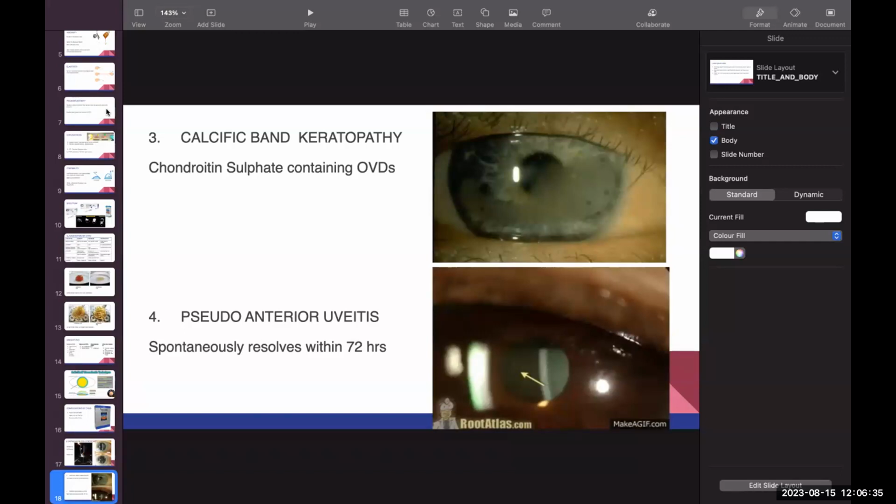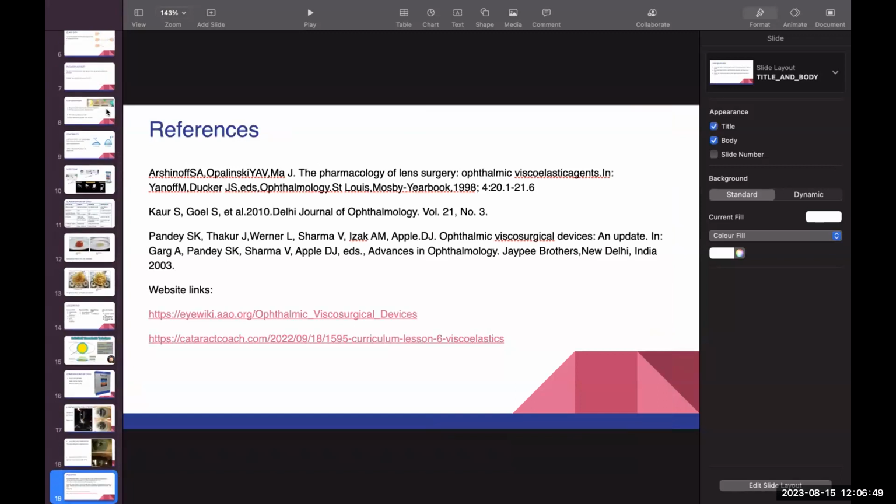Yes, sir. The last one being pseudo anterior uveitis is because we see suspended RBCs in the anterior chamber post-op, which may appear as anterior uveitis because of the viscosity of OVDs used, which can be left behind. Thank you.